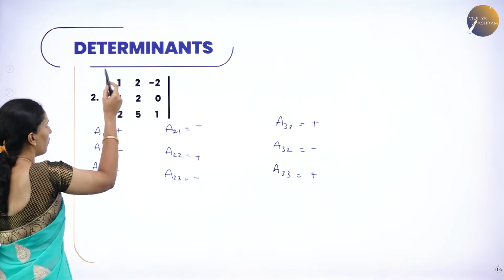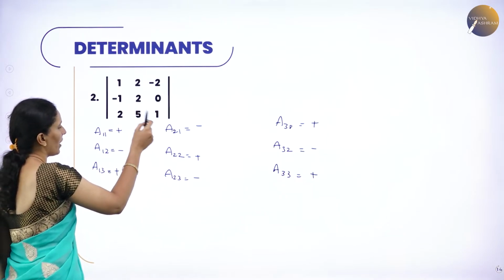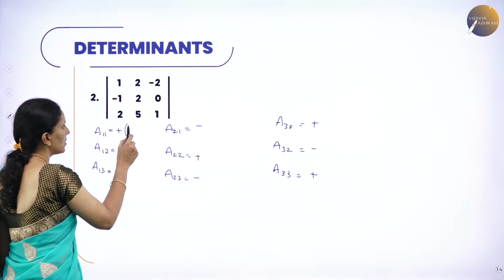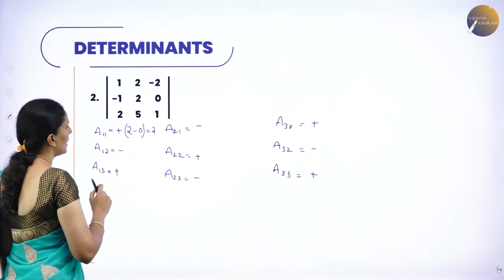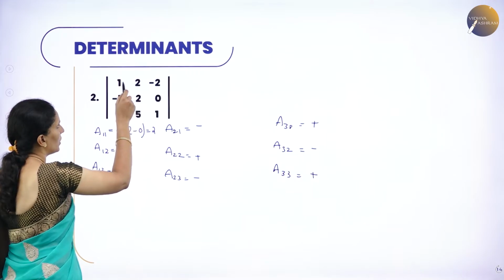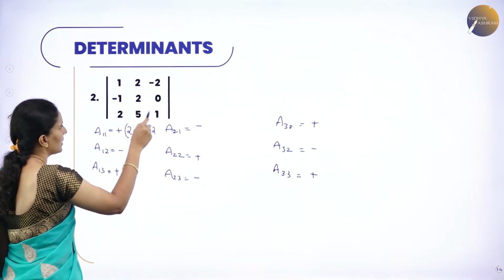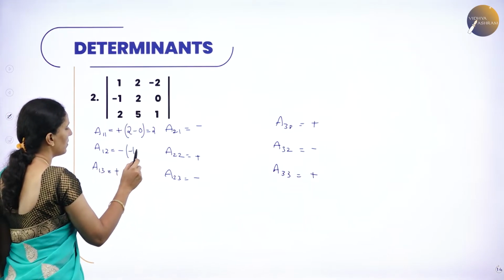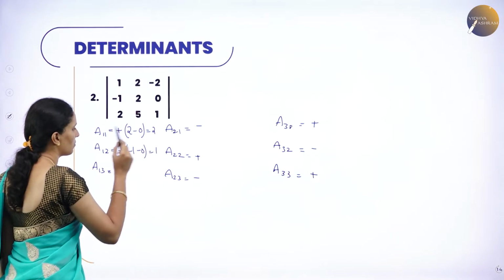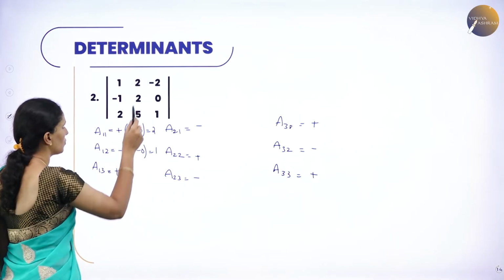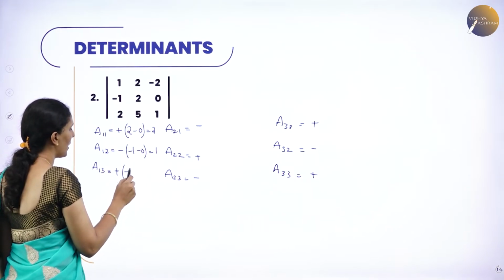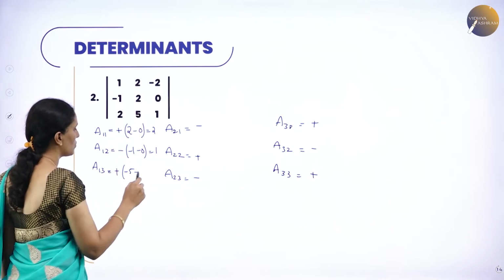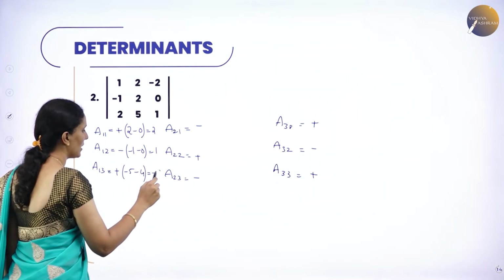So what is the minor of 1? It is 2, 0, 5, 1. That means 2 ones are 2 minus 0. So the answer is 2 here. Next, minor of 2. Delete the row, delete the column. Minus 1 into 1, minus 1 minus 0, which is plus 1. Next, for minus 2, delete the row and column. Minus 1 into 5, minus 5, minus 2 2s are 4. So the answer is minus 9.